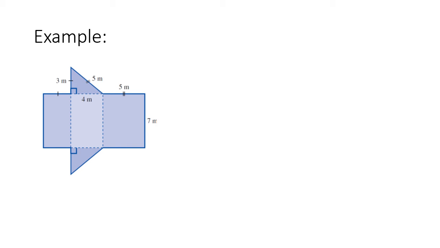So let's do that example. What have we got here? I'm going to start with my two ends. Now, my ends are, what have we got? They're triangles, and they've got a base of 4 and a height of 3.